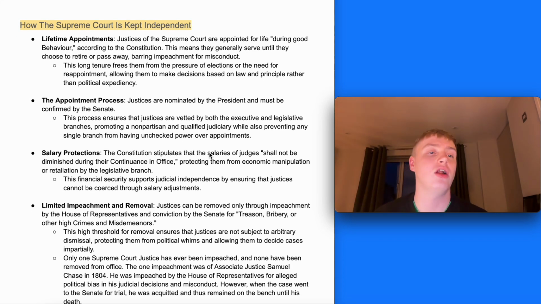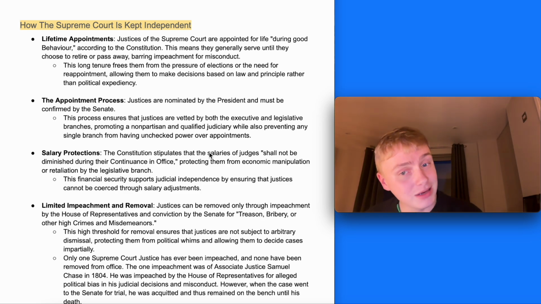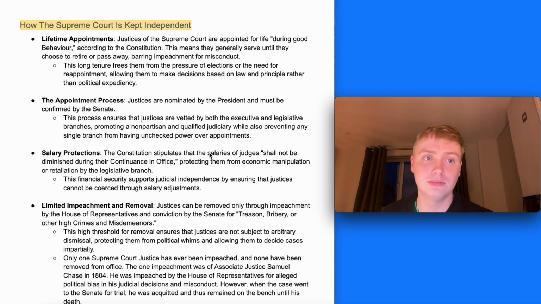As I mentioned earlier in the video, lifetime appointments are really important. So they're appointed for life during good behaviour, according to the Constitution. They generally serve until they choose to retire or pass away, unless, of course, they're impeached for misconduct. And this allows them to be free from the pressure of elections or the need for reappointment. So they can make decisions exclusively based on the law, rather than on political expediency or public opinion.